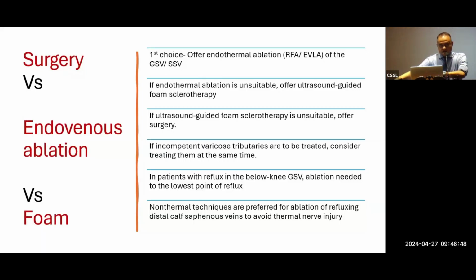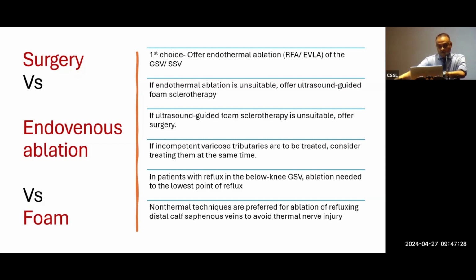Then what do the guidelines actually recommend? The guidelines I talked to you about, the American Venous Forum, ESVS, as well as NICE, all the main 3 guidelines. What they recommend as the first choice is to always offer endothermal ablation, that is radiofrequency or EVLA, for the great saphenous vein and the short saphenous vein. So the first line treatment, if the patient is fit, and if you deem that the patient requires treatment, would be thermal ablation with radiofrequency or laser, whichever is available to you and whichever you're comfortable with.